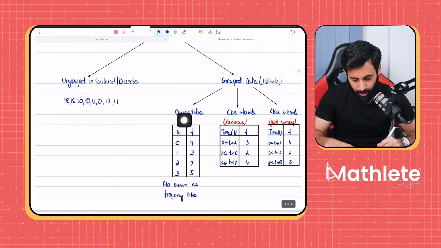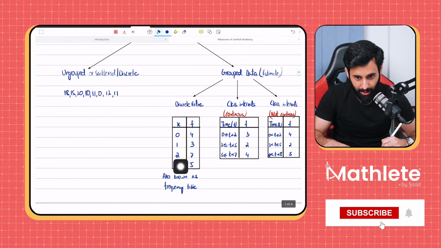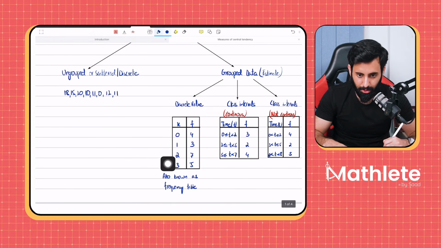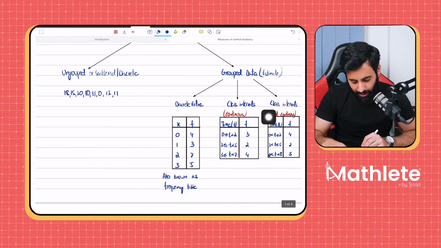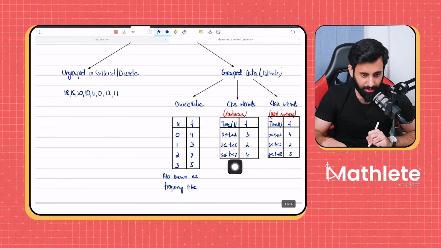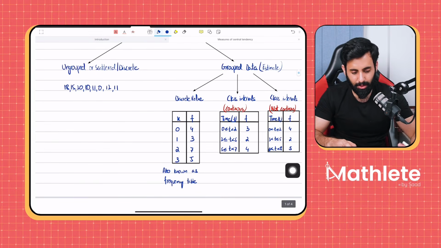If you have grouped data in discrete form, we're going to look at the value which has the highest frequency. Which value has the highest frequency? 2. So 2 is going to be our mode. If you have class intervals, then you look for the interval with the highest frequency. Here, what's going to be our modal class? It's going to be 5 to 7. So that's what it means.